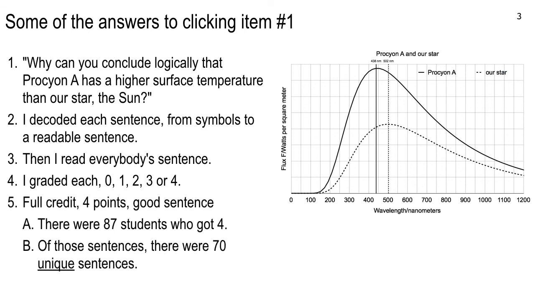Now, full credit, as I mentioned, is 4 points. In the morning section, I forgot to change this, so this is what the morning section had. 87 students out of about 290 got 4. That's getting close to a third, a little bit less than a third of that class. Of those 87 students, 70 of them were unique. In other words, there were 70 different sentences, all of which I graded correct.